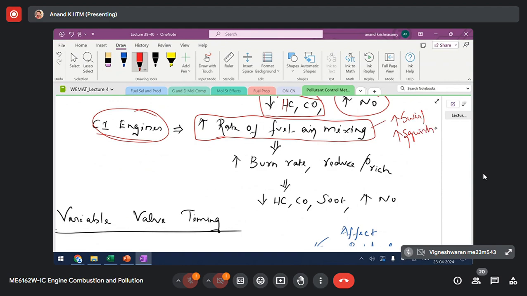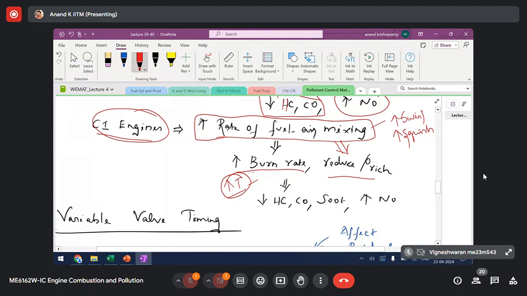So this is a primary consideration when we design a combustion chamber for a CI engine. Because of the increased rate of mixing, you will have a high burn rate, in the sense that temperature is high. There are two effects of improved rate of mixing. One is increased burn rate and higher temperature. The other effect is it will reduce the local rich region, because improved mixing will lead to a more homogeneous mixture. So you are reducing the local available rich region.